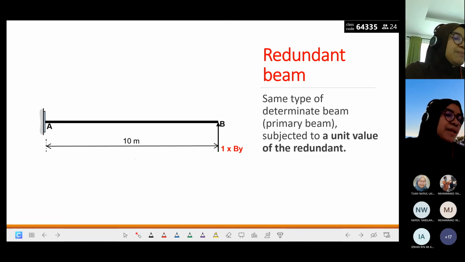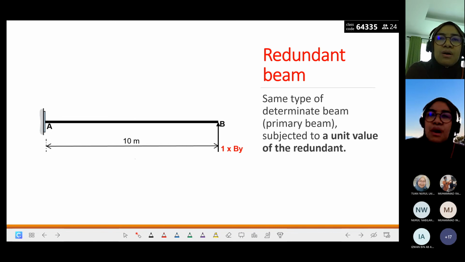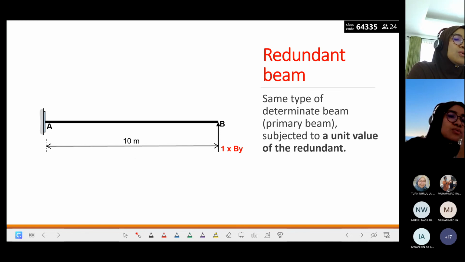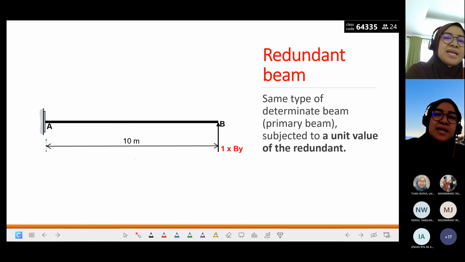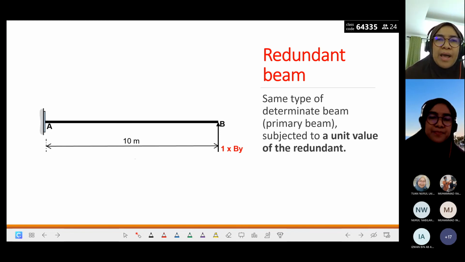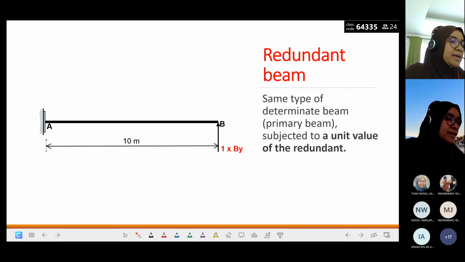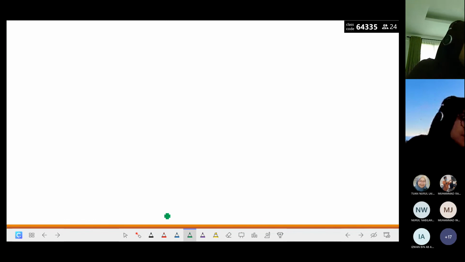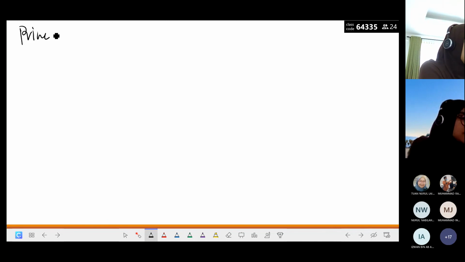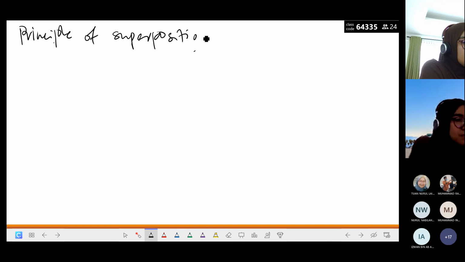Okay, in redundant beam, we need to remove all external load. We need to remove all external load. So what we apply here is actually we apply back BY. Dia macam ni tau. The idea is like this. Okay, based on the principle of superposition, okay, we have actual like this.